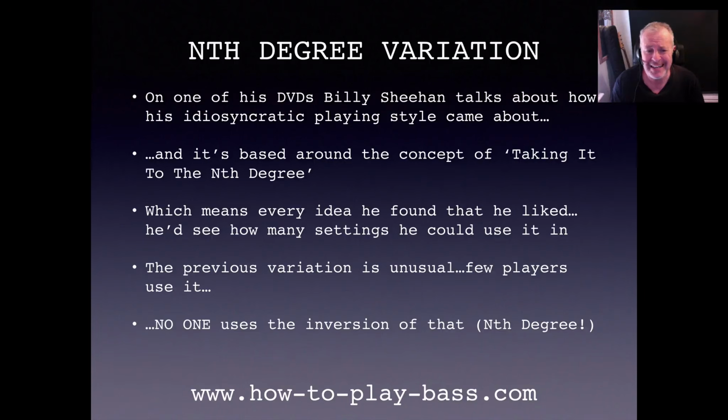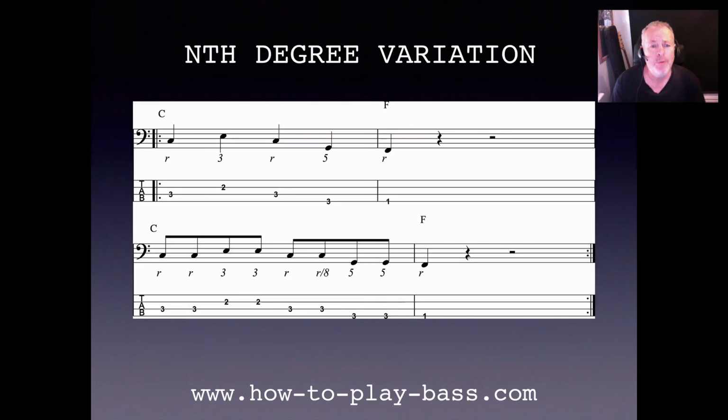And what's interesting is no one uses the inversion of the previous idea. So what I've done is I've just swapped the third and the fifth around. So in this variation, from the root note we go up to the third, then back to the root note, and then down to the fifth. And because we're playing the fifth an octave below, I've dropped the octave of the root note of F, and that's now played at the first fret of the E string.